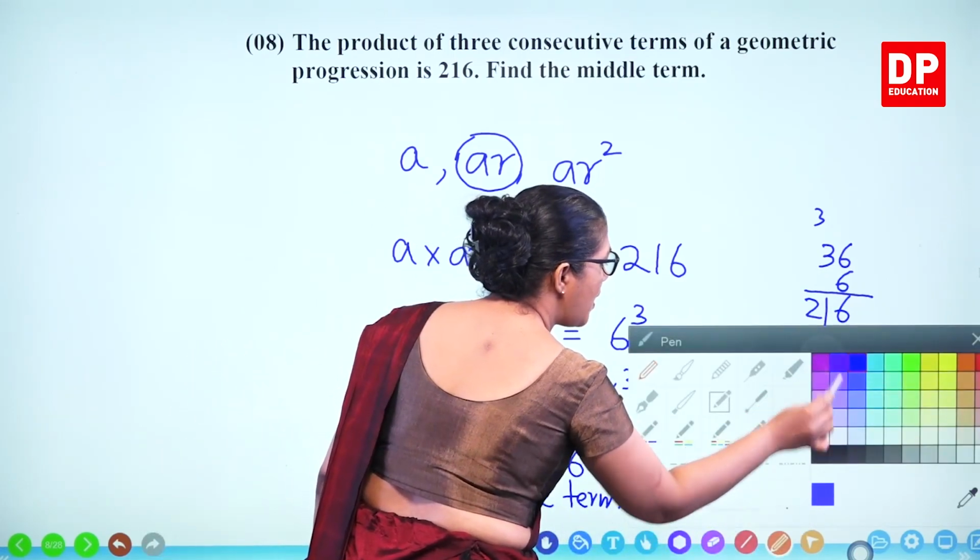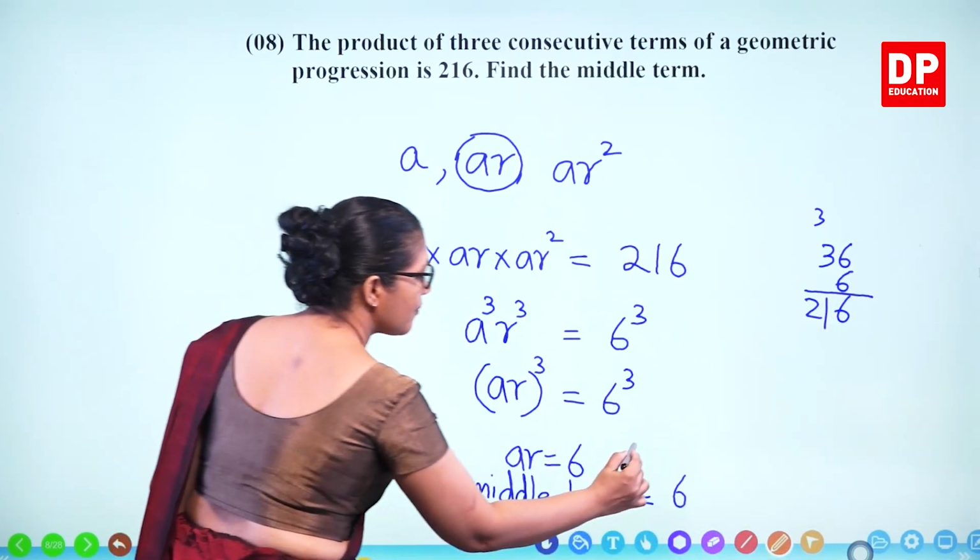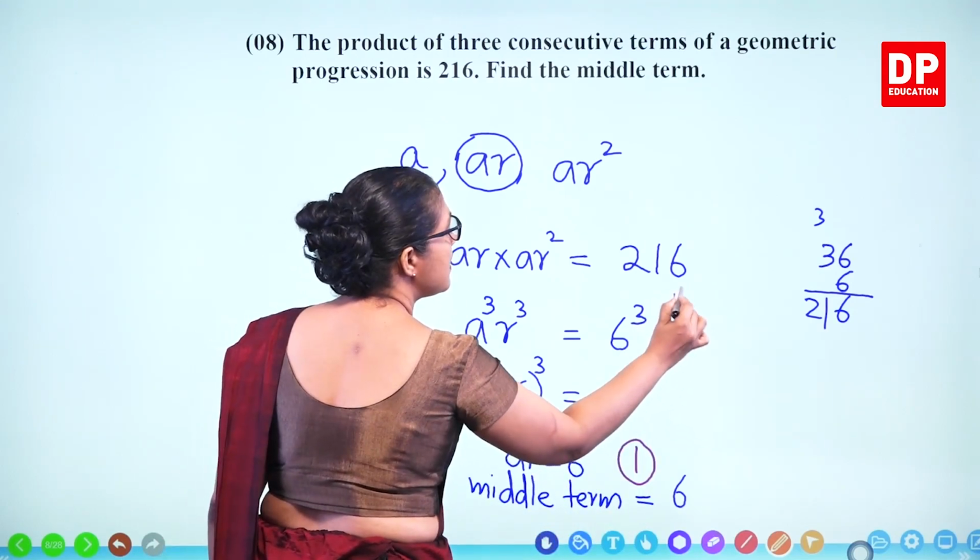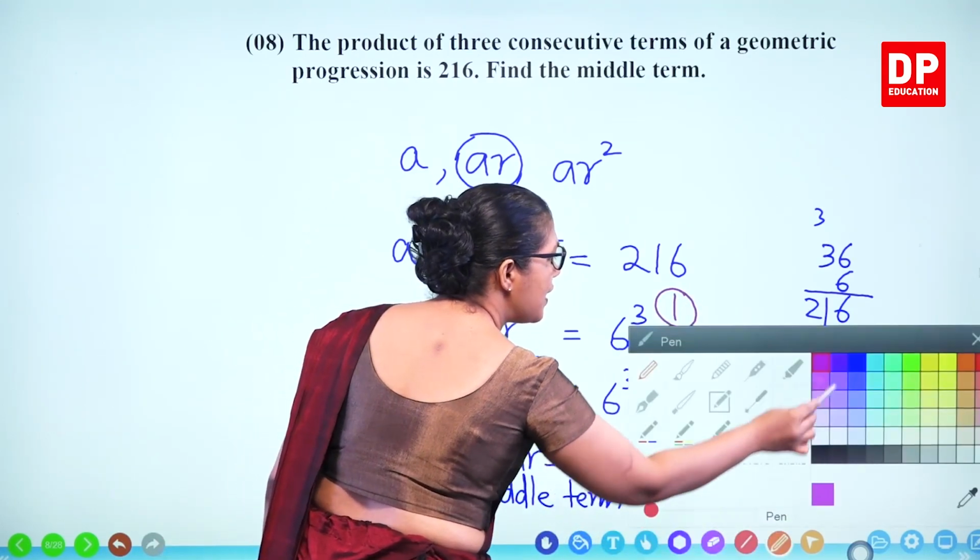So you get 2 marks for that. 1 mark for the answer and 1 mark for the method.